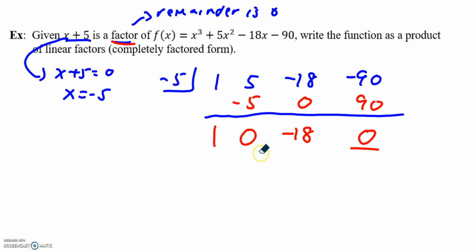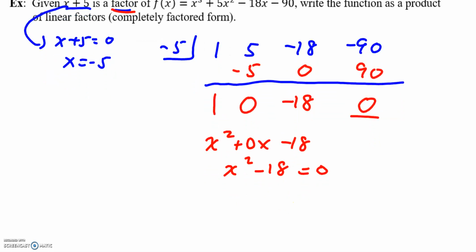If I decrease these by a power, because I divided x cubed by an x, this would be x squared plus 0x minus 18, which is just x squared minus 18 equals 0. And if I solve this quadratic, this one does not seem to be factorable, so I could rely on other methods like quadratic formula or completing the square, or the best one now would probably be square roots.